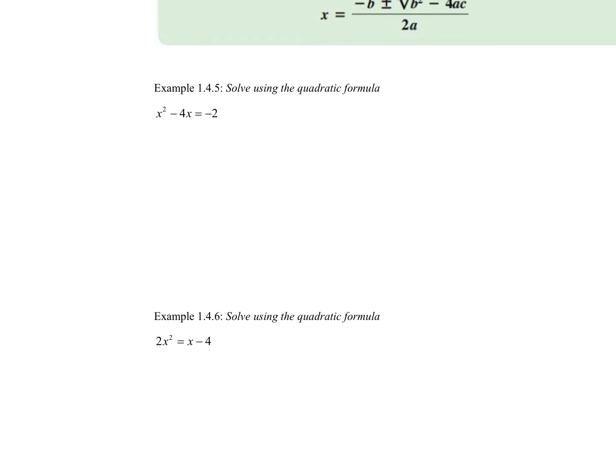First, get it equal to 0, right? x squared minus 4x plus 2 equals 0. a is going to be 1, b is -4, c is going to be 2. And that's just coming from each of the positions in my equation, a, b, and c.